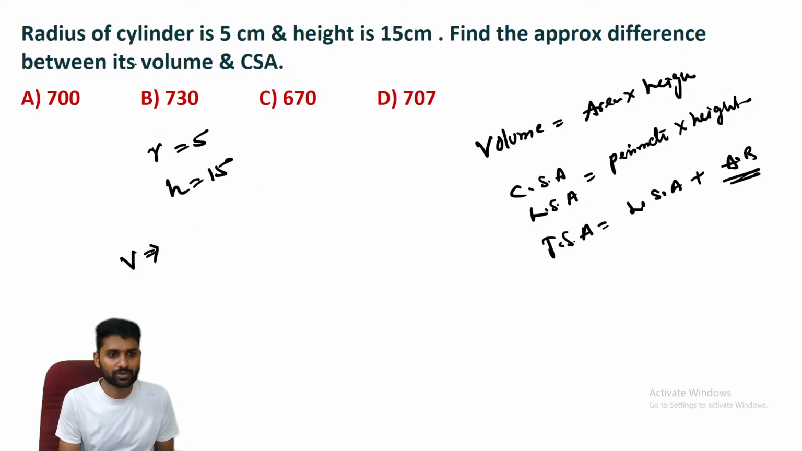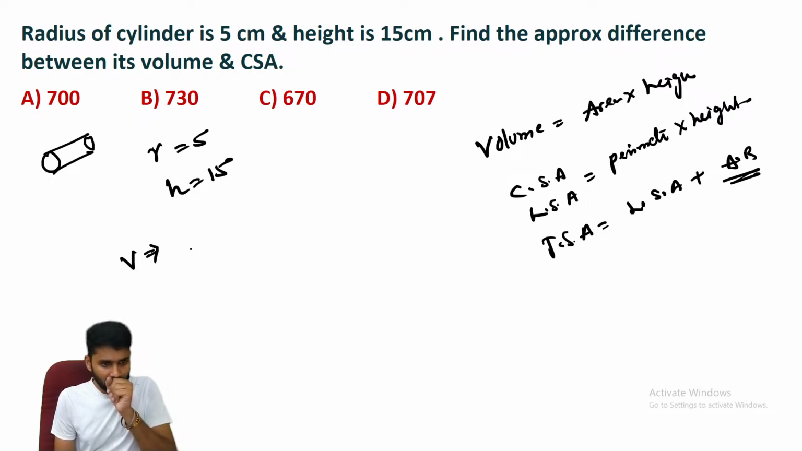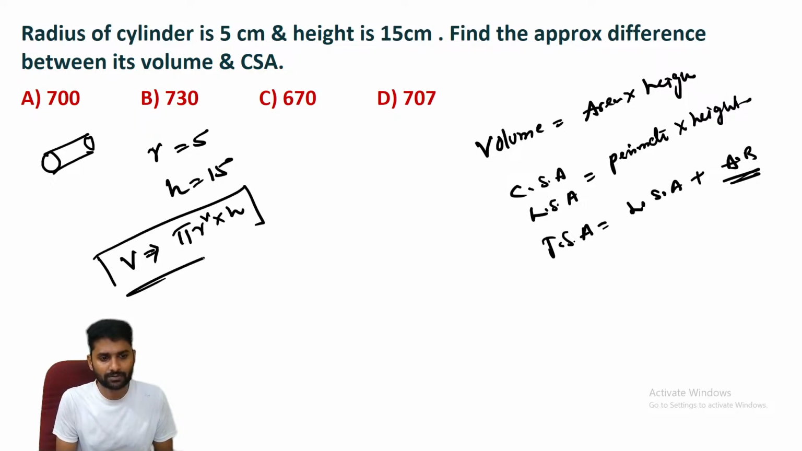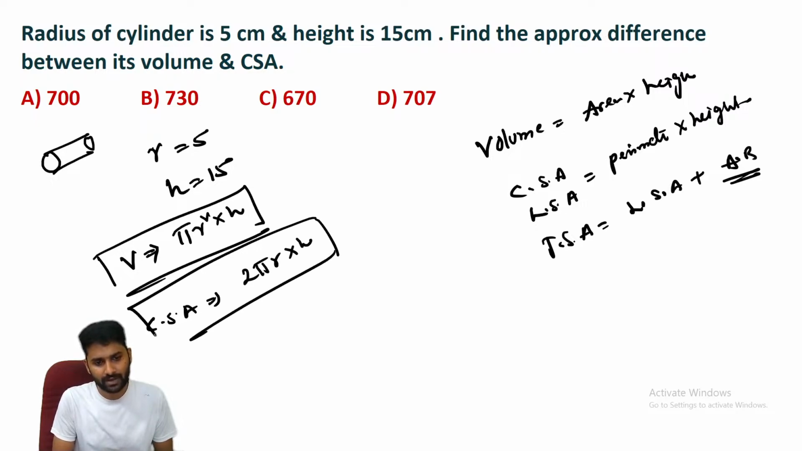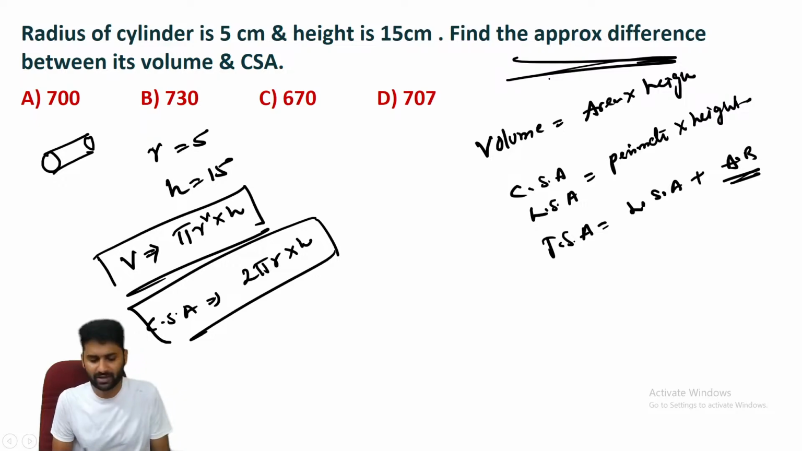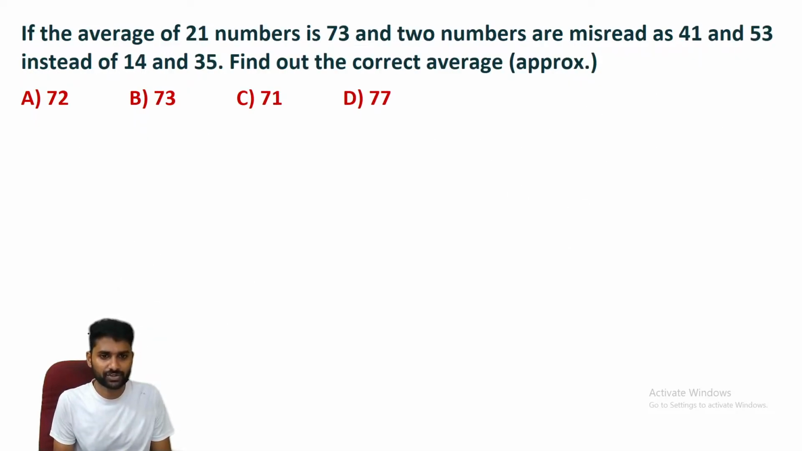See, volume is all about the cylinder, right? The cylinder area is pi r square into h, that is the volume formula. If you want the lateral surface area, the perimeter is 2 pi r, so it is 2 pi r into h. You know all those values: we know the radius value, we know the height value. Substitute it and tell me what the approximate value is. Go through the calculation and post your answer in the next question.